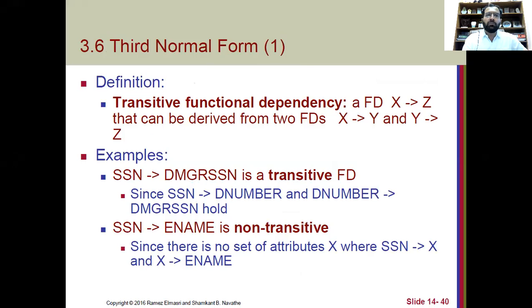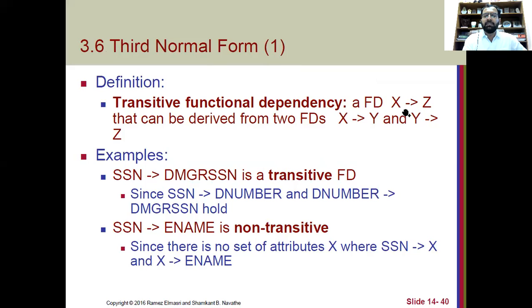Third normal form. So here we have a definition of third normal form. And what is a third normal form? Third normal form refers to the concept of transitive functional dependency. And that transitive functional dependency has the concept that one attribute depends on another attribute, and a third attribute depends on the second attribute. So if that is the case, we normally call it transitive functional dependency.